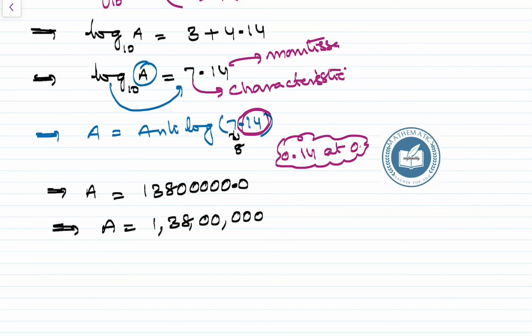Therefore we can write this: at the end of the 100 years, that person can get 1 crore 38 lakhs. This is the amount he can get after 100 years.